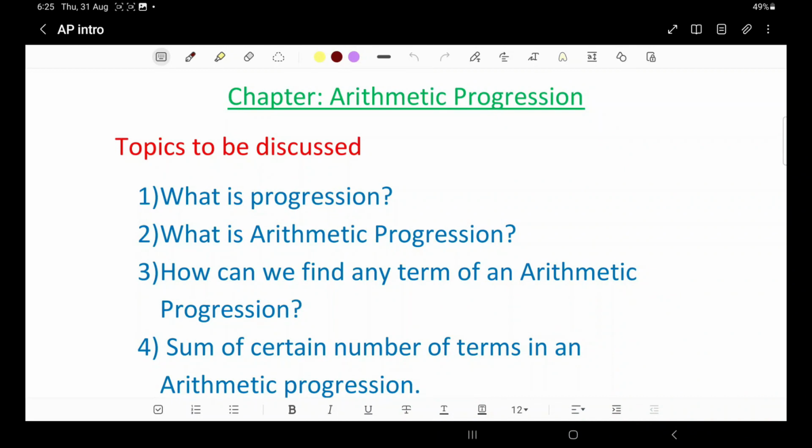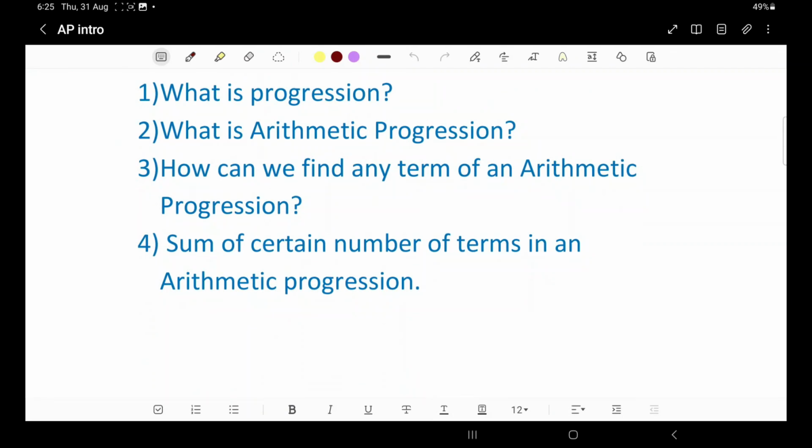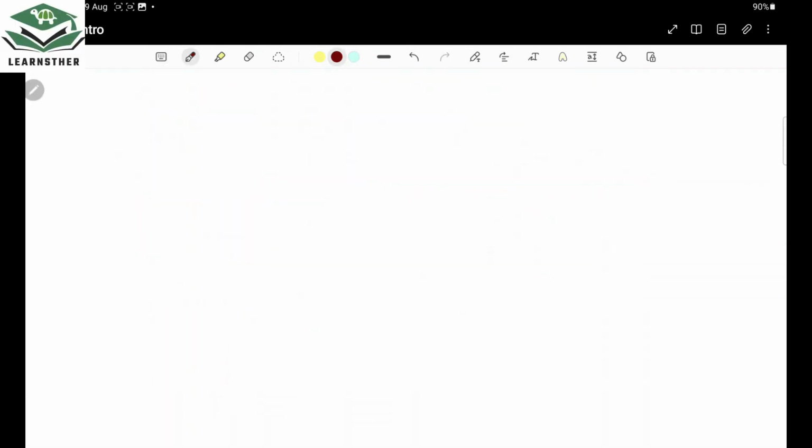Today's chapter is arithmetic progression. Topics to be discussed: What is progression? What is arithmetic progression? How can we find any term of an arithmetic progression? Sum of a certain number of terms in an arithmetic progression, and different types of questions on them.